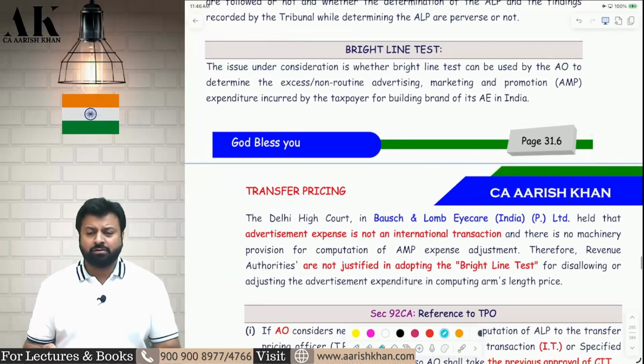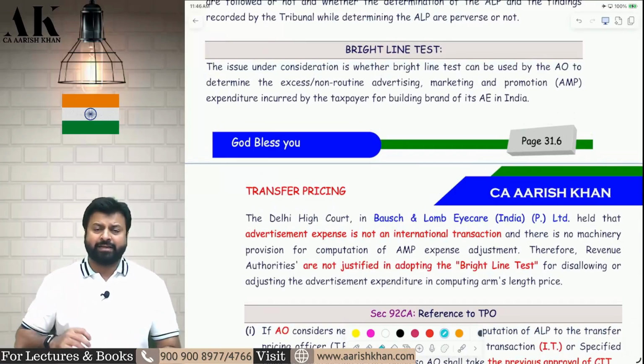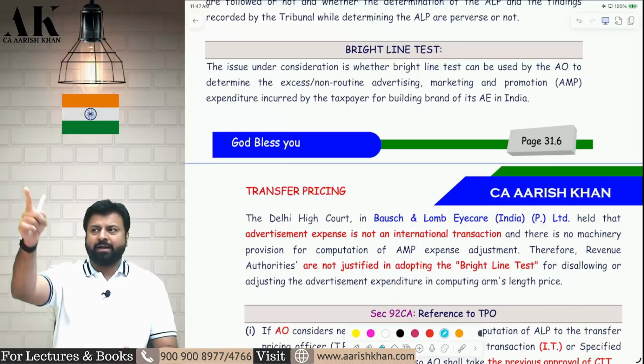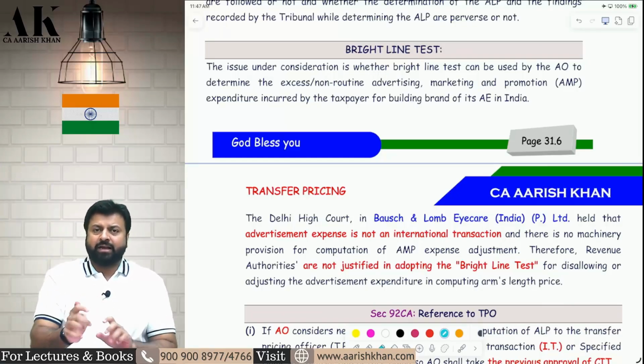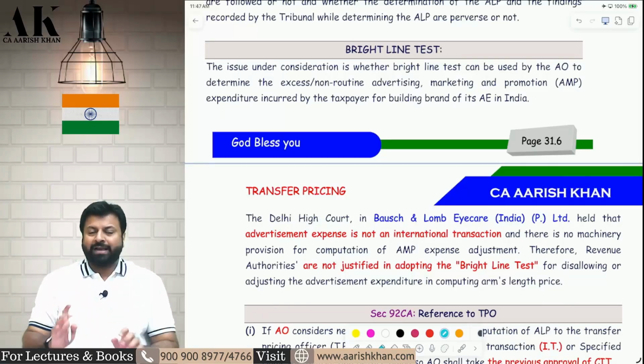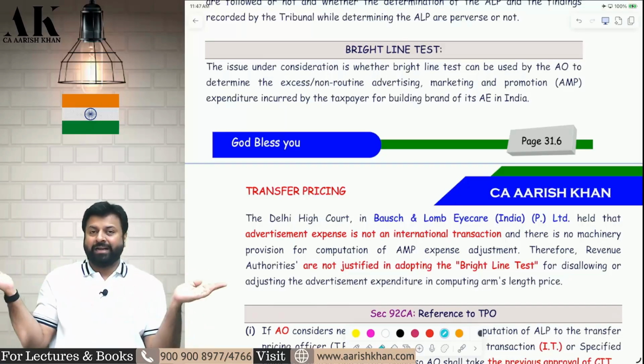Next is a very global concept, not applicable in India: the bright line test. We need to understand first of all what this bright line test is, with an example. Suppose there is a company by the name of Sony, which is in Japan. Now Sony has opened a subsidiary in India, and Sony has told its subsidiary in India to do massive promotion in India in the form of advertising, marketing and promotion expenses, AMP expenses. So Sony parent is in Japan, outside India, and Sony India is in India. And Sony India is doing what? Massive advertising, marketing and promotion expense. So there is a concept of bright line test in many countries outside India.